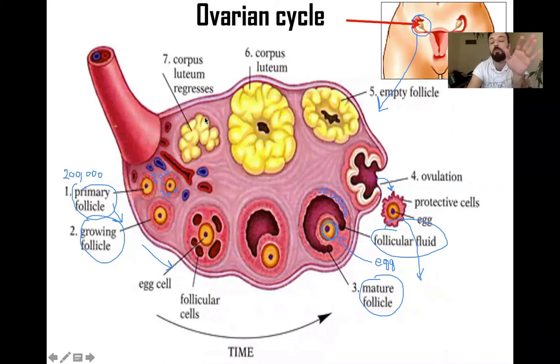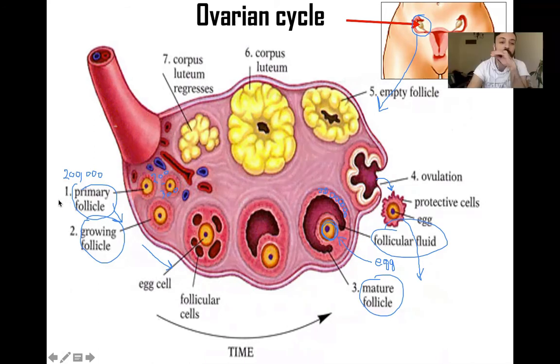So after the corpus luteum dies, new follicles will start growing and germinating again. How long does this period take? How long does this cycle take? From step 1 till step 7, how long does this take? Very good, 28 days.